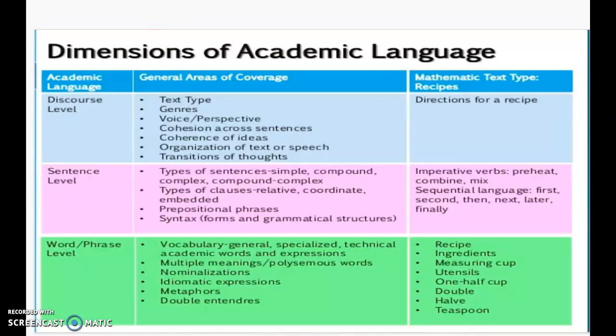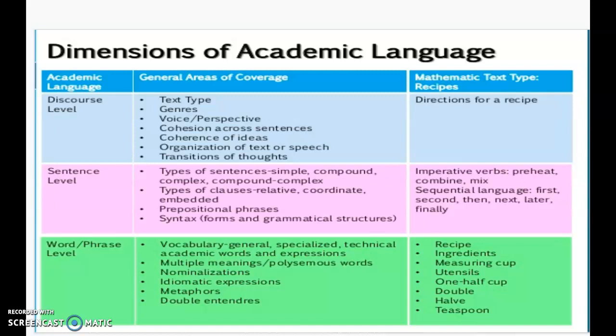There are 3 categories that I saw whenever you look up academic language with dimensions, which was the discourse level, the sentence level, and the word and phrase level. So as you can see in this middle box, it talks about general areas of coverage. For example, for the discourse level, you'll be talking about text types, genres, voice and perspectives, etc. And then going off of that, it says with mathematic text types or recipes, it will say what are the directions for the recipe, which is at the discourse level.